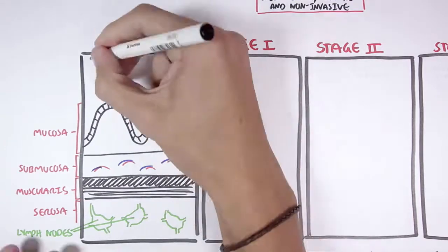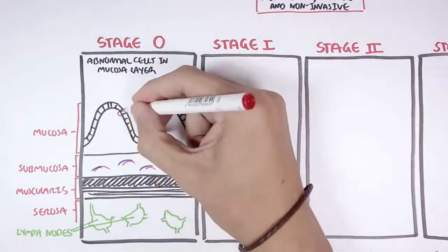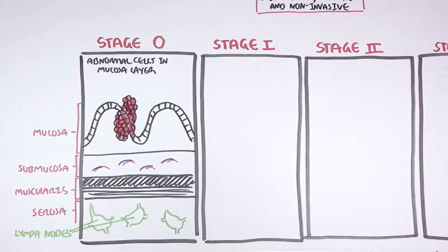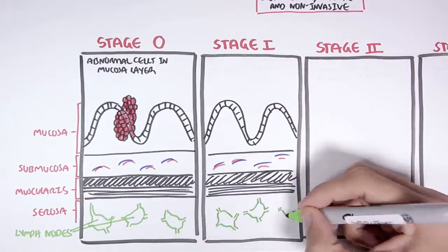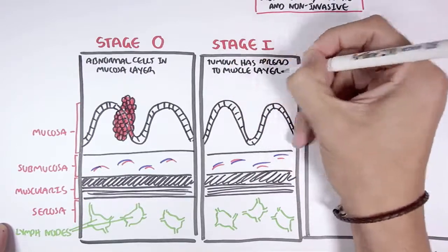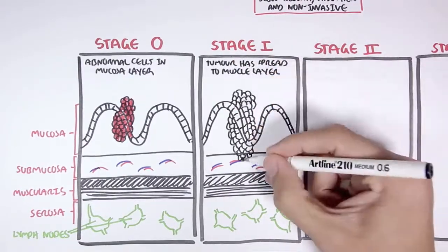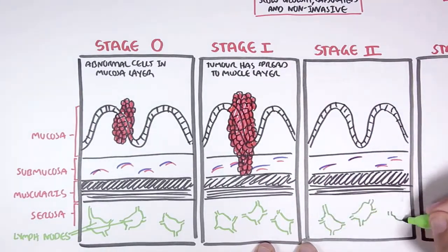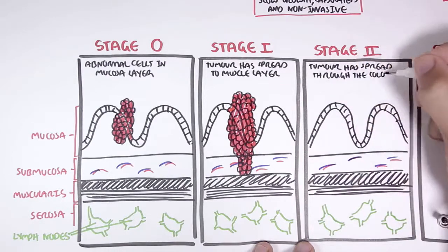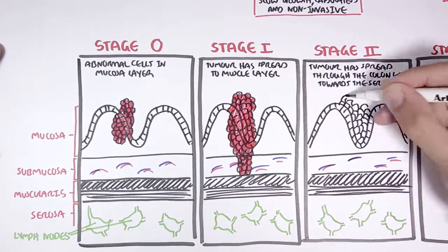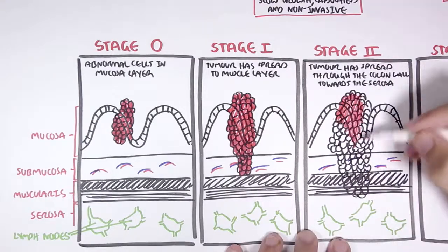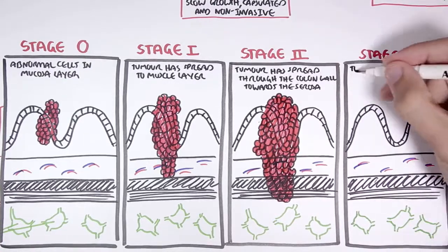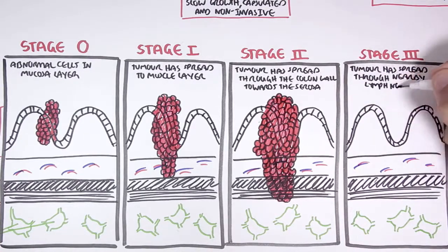Stage 0 is basically when we have abnormal cells in the mucosa layer that will keep dividing, forming a polyp. The polyp is usually benign. Stage 1 is where the tumor has spread to the muscle layer, and things may be getting serious. Stage 2, the tumor has spread through the colon wall towards the serosa. Stage 3, the tumor has spread through nearby lymph nodes.